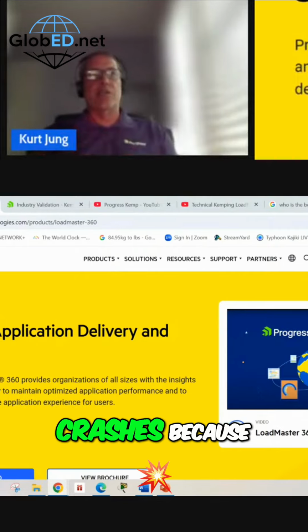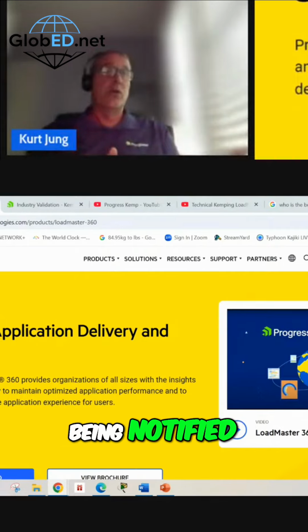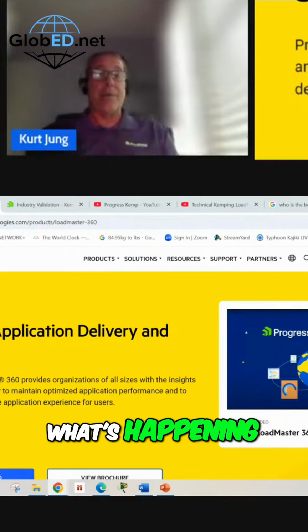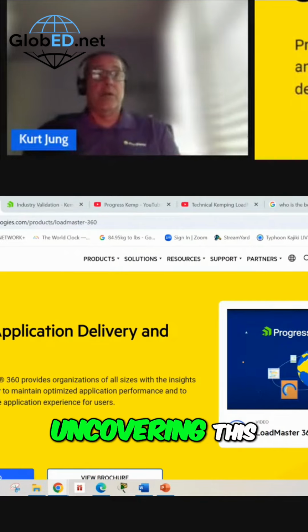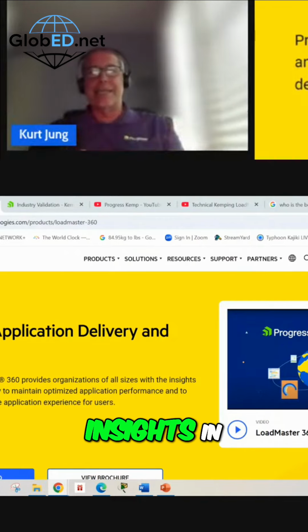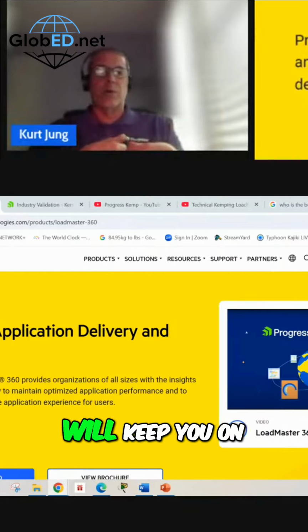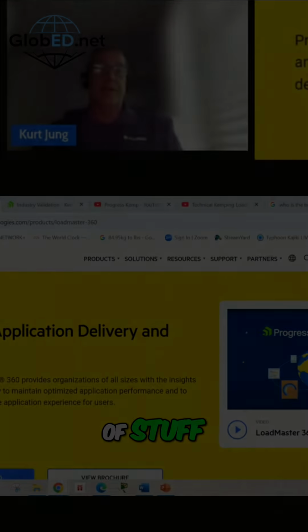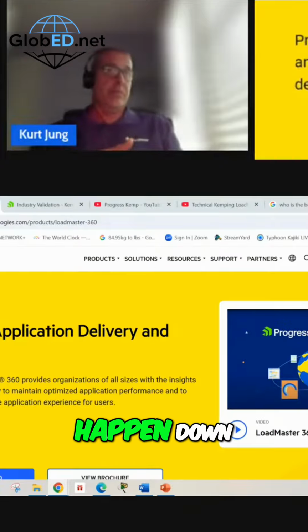Now the entire site crashes. Being notified about that, understanding what's happening, is key to uncovering this stuff, right? So getting these insights in LoadMaster 360 will keep you on top of that kind of stuff, so those kind of things don't happen down the road.